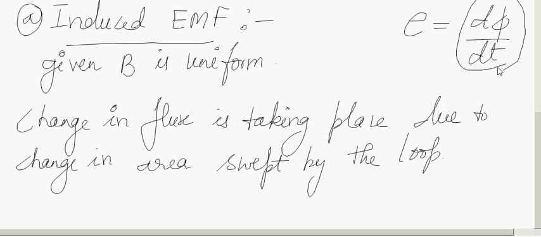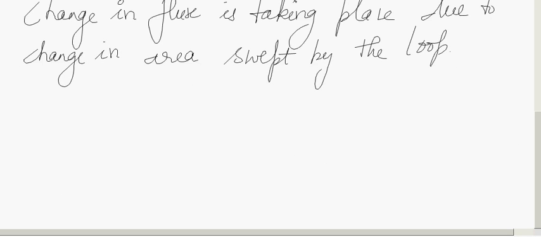To calculate dΦ by dt, first we will calculate what is the change in area. Now because we know Φ is BA cos θ, and θ here, the magnetic field and the area vector are parallel to each other and the angle between them is 0. So cos 0 will become 1, therefore Φ is BA.